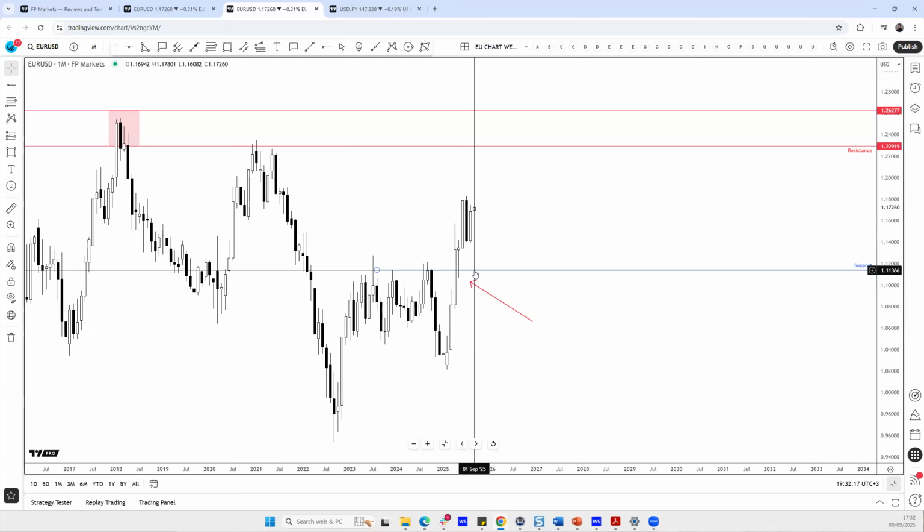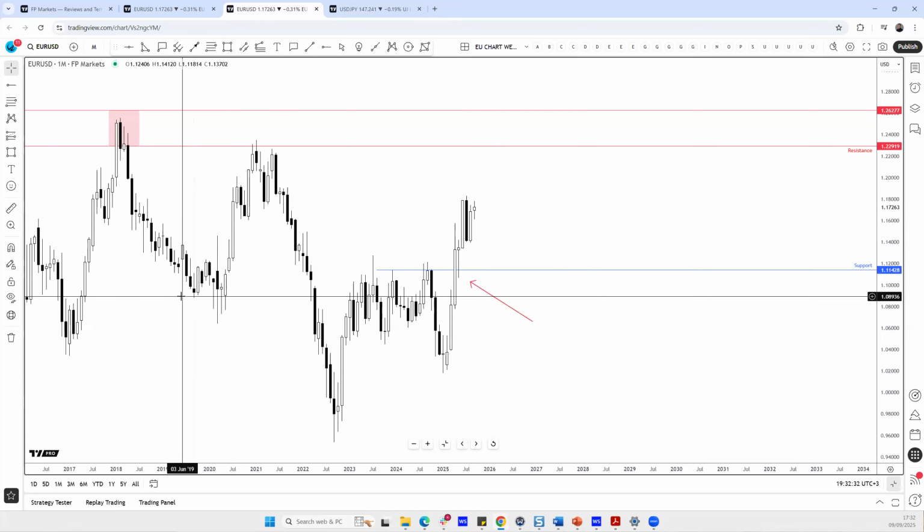Again, I have cherry picked these. So do your own due diligence regarding these levels, and I think you'll be pleasantly surprised if you do follow those very simple rules that I have outlined.